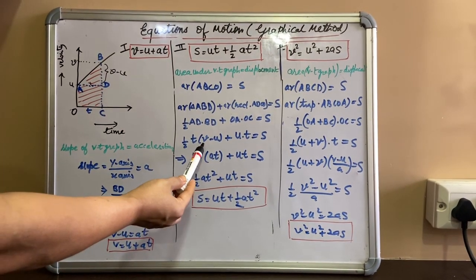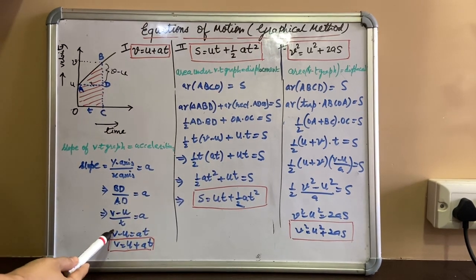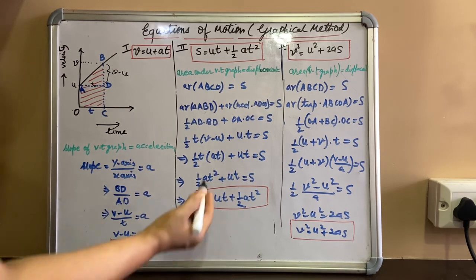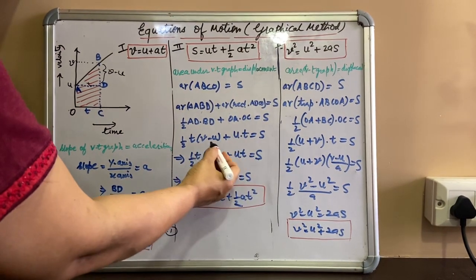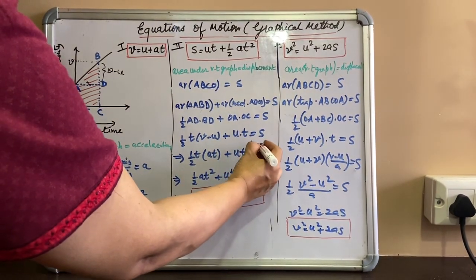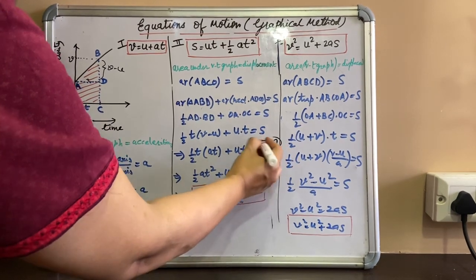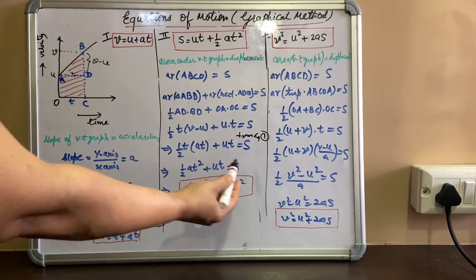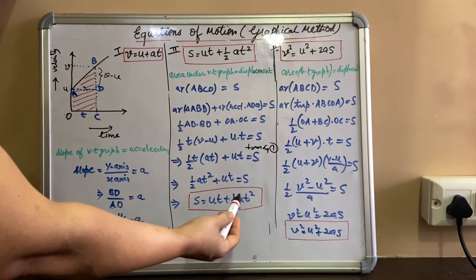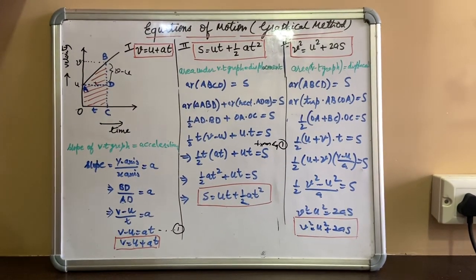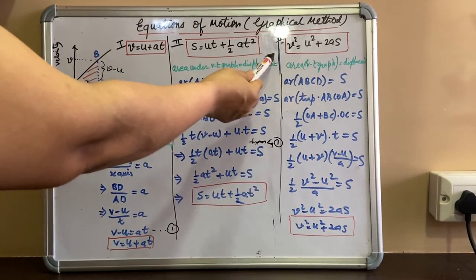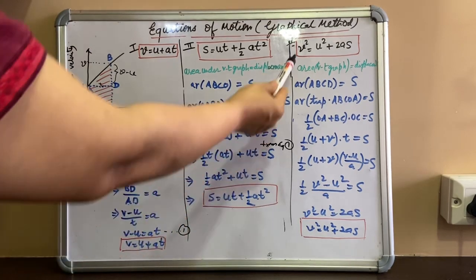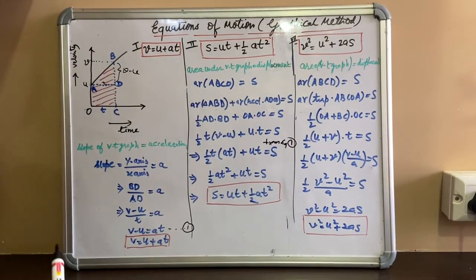And we know that v minus u is at, putting the value of v minus u from equation 1. So this is at. After solving, we will get s equal to ut plus half at square. Now come to the third equation: v square minus u square is 2as, or v square equals u square plus 2as.